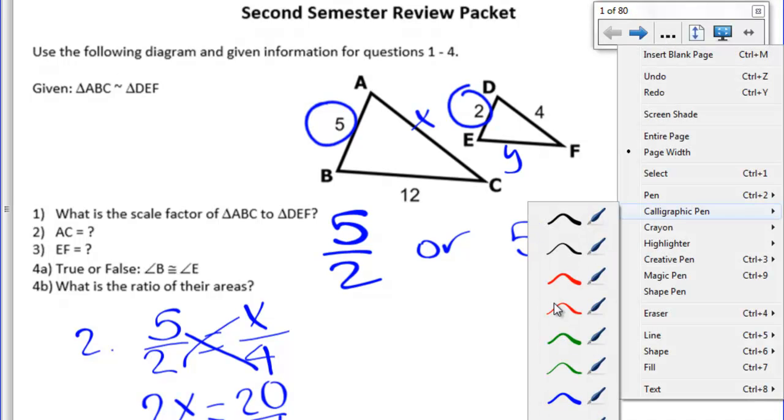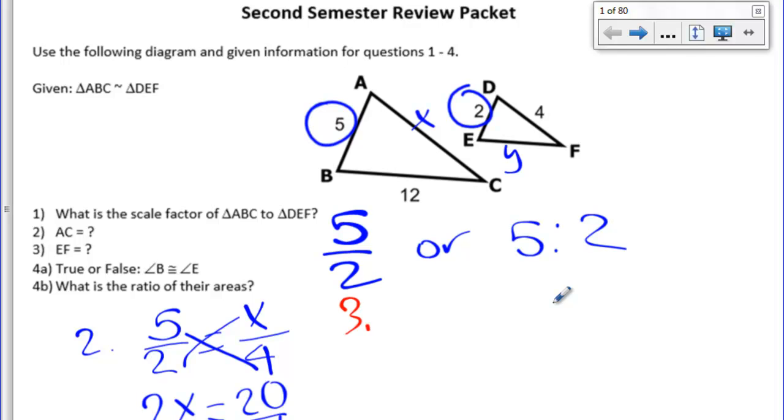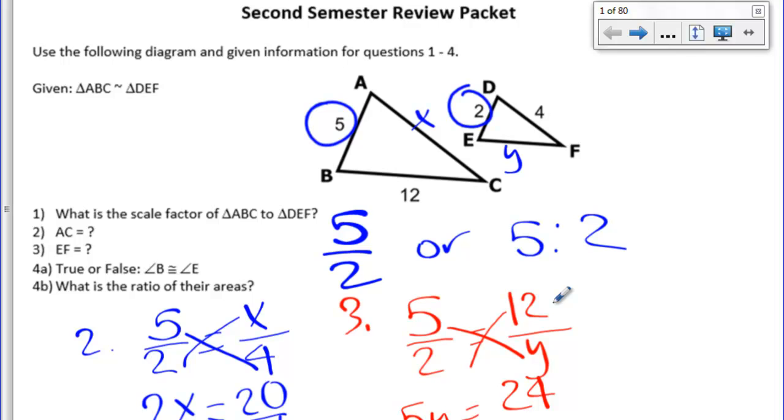For number 3, you can use the scale factor again. And this time I'm going to say 5 over 2 equals 12 over Y. Cross multiply, so we get 5Y equals 24. And once you divide by 5, you get Y equals 24 over 5, or 4.8 as a decimal.